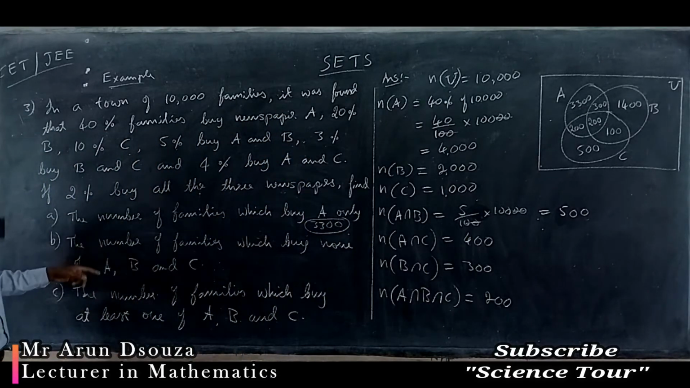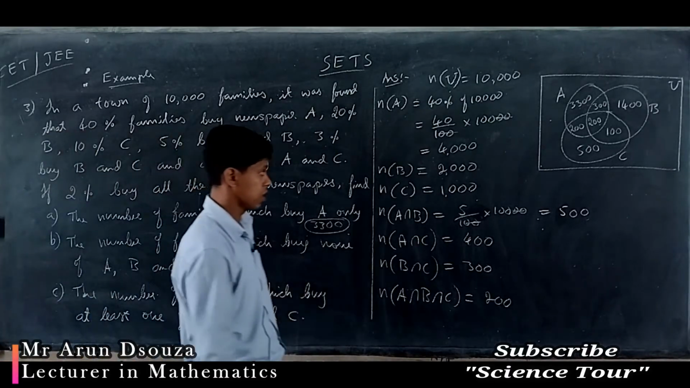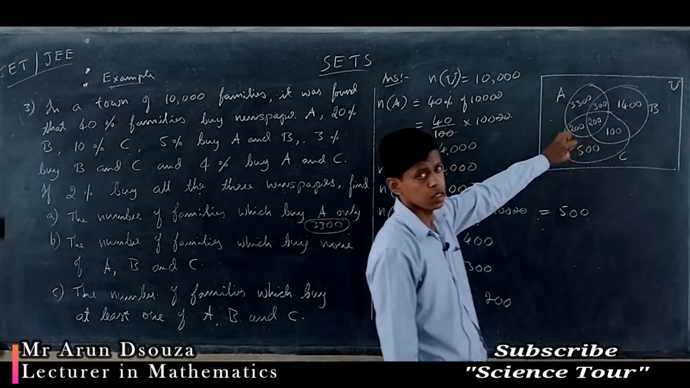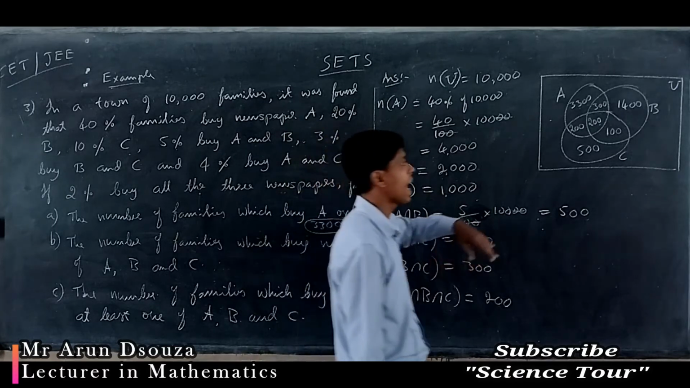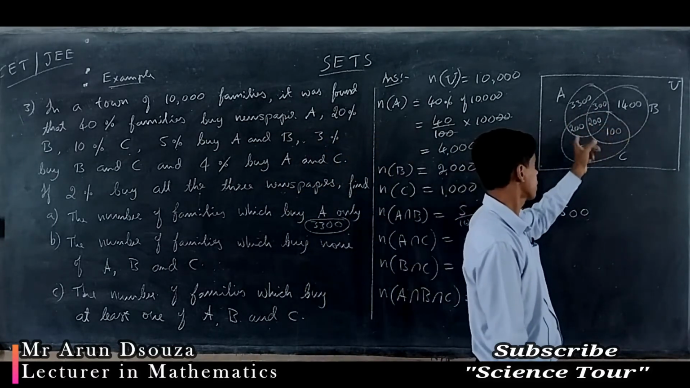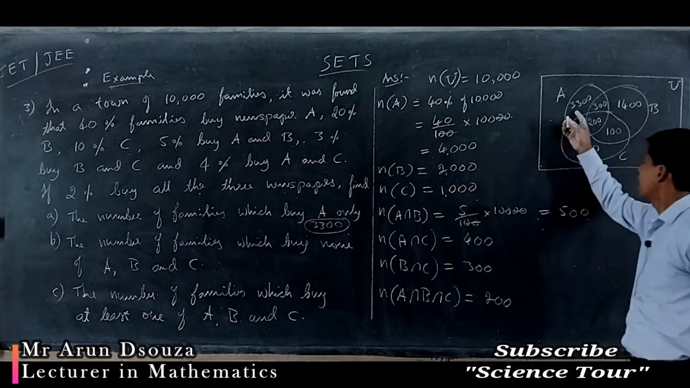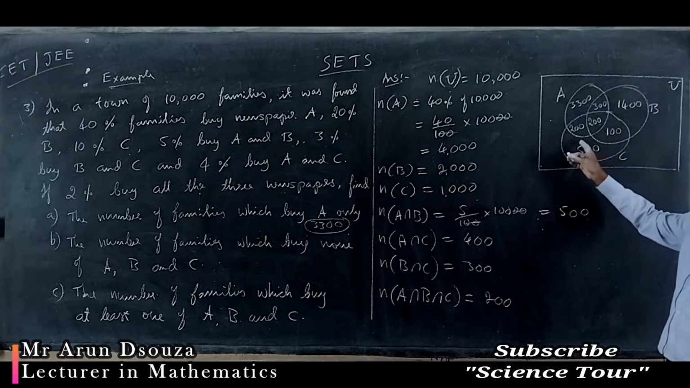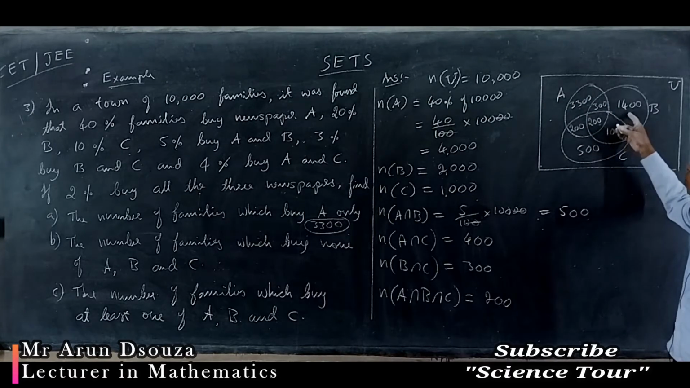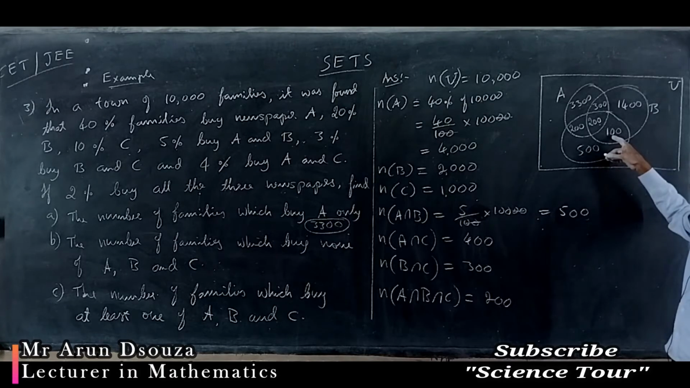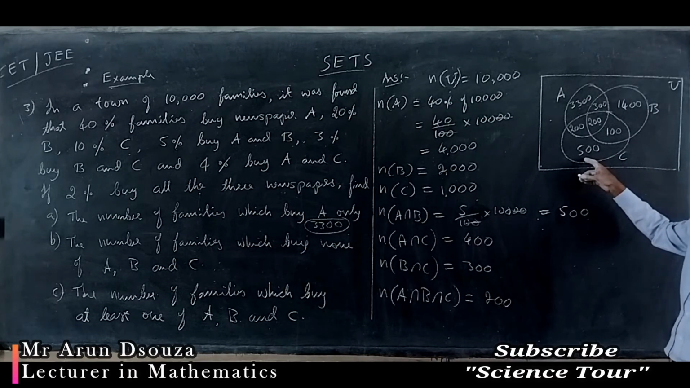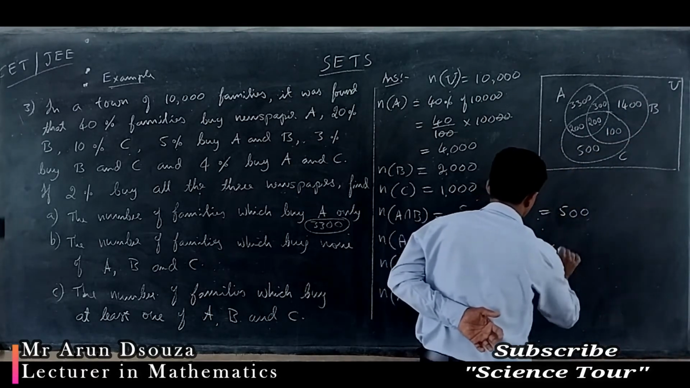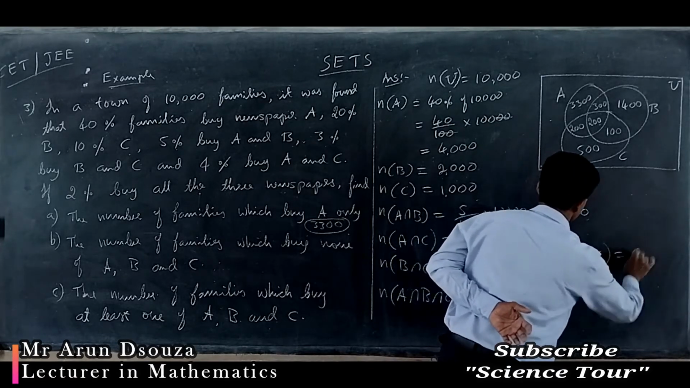Then the number of families which buy none of A, B, C. Now, if you have the union of all these things, you will get a number. How do you find that? Add everything. So you have this total 4,000, 5,400, 5,500, 6,000. Correct? So 6,000 is A union B union C. N of A union B union C is 6,000.